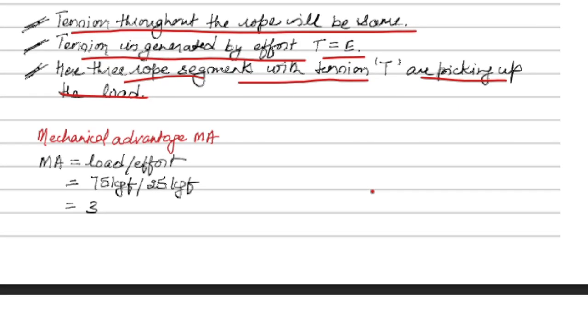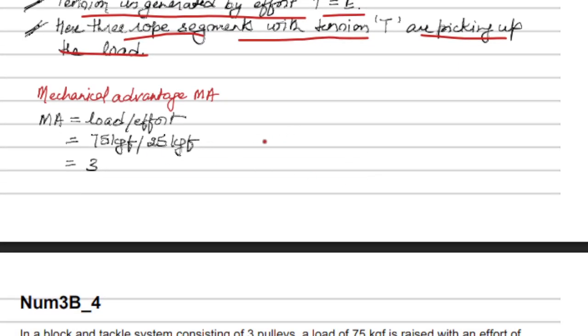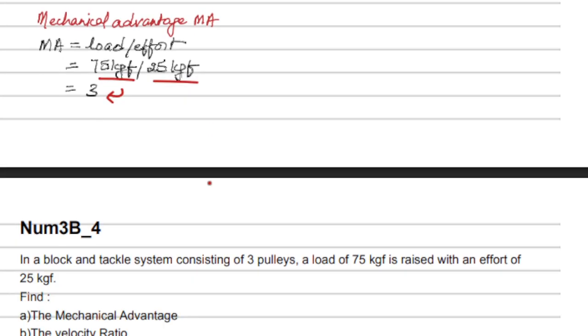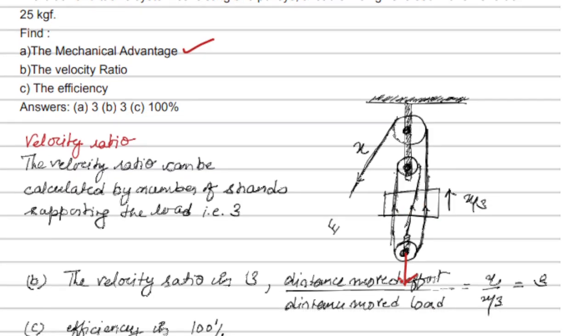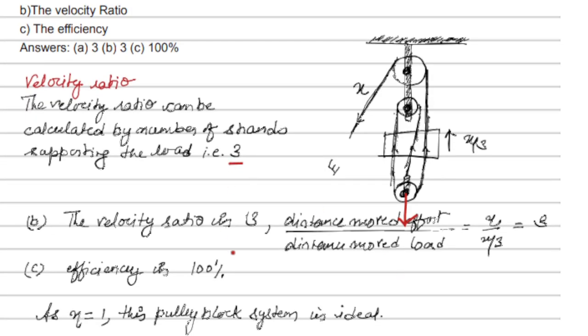Let's go ahead and calculate the mechanical advantage, because it is clearly given how much load and effort we are putting. From there, we can calculate that it is 3, because we are lifting 75 kgf with an effort of only 25. So the advantage we are getting is 3. Now let's go next, the velocity ratio. The velocity ratio is the number of strands we count in the block and tackle system which are supporting the load. How many strands are supporting the load? Here it is 3.